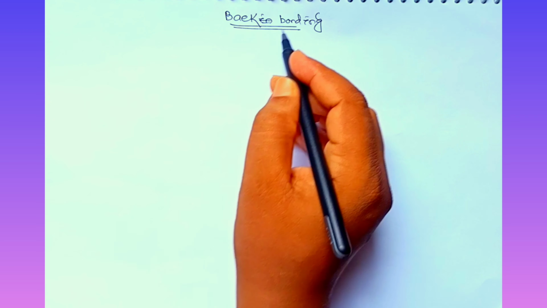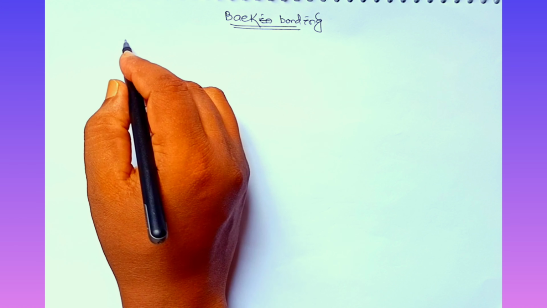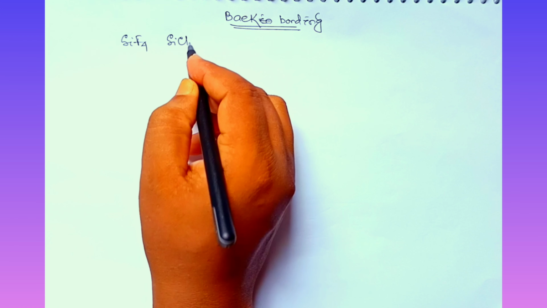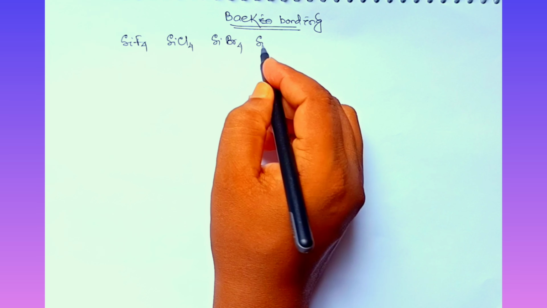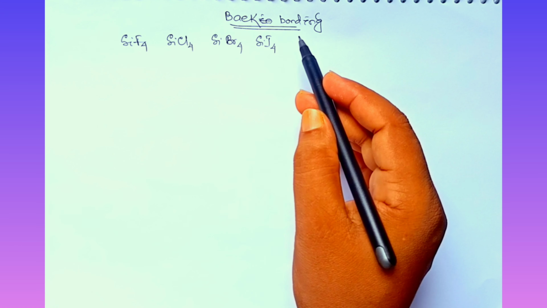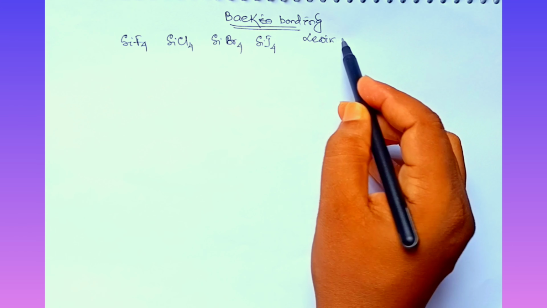So let's take an example. Suppose you are asked to compare the Lewis acid character of the molecules SiF4, SiCl4, SiBr4 and SiI4. So what is the concept of Lewis acid? What do you mean by Lewis acid?